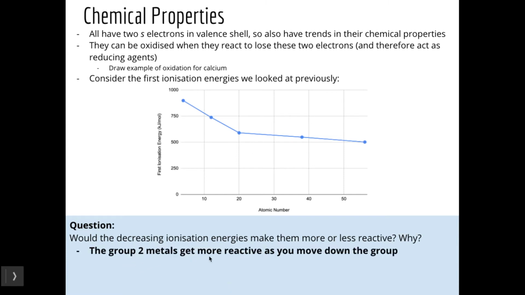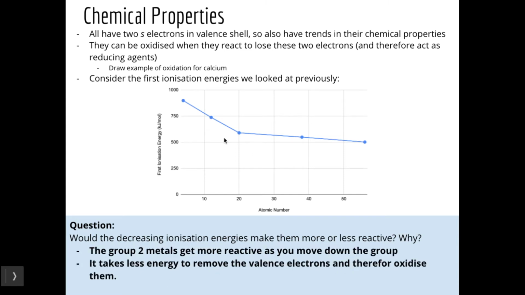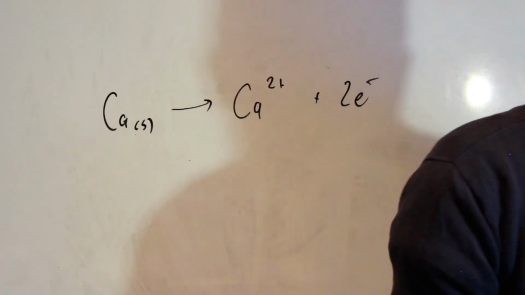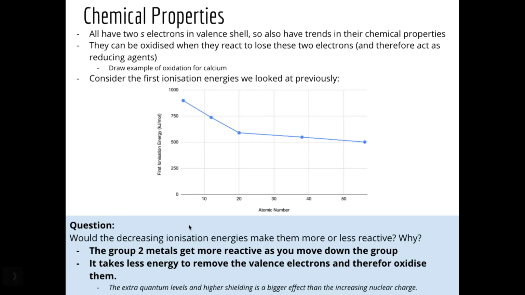The group 2 metals are going to get more reactive as we move down the group. Let's think about this. If it's easier for them to lose electrons, then they're more readily going to react, because as we saw over here, that is how they react. They react by losing electrons. So if it's easier for them to lose electrons, they're going to be more reactive. Takes less energy to remove the valence electrons, therefore oxidize them.